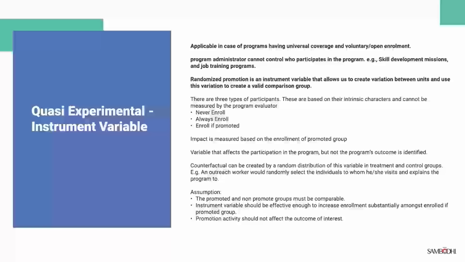To conduct this method, there need to be three types of participants, which are based on their intrinsic characteristics and cannot be measured by the program evaluator. These groups are namely the never enroll group, always enroll group, and enroll if promoted group. In this study, the impact is measured based on the enrollment of the promoted group. The counterfactual in this approach can be created by a random distribution of this variable in treatment and control groups. For example, an outreach worker would randomly select the individuals to whom they visit and explain the program.